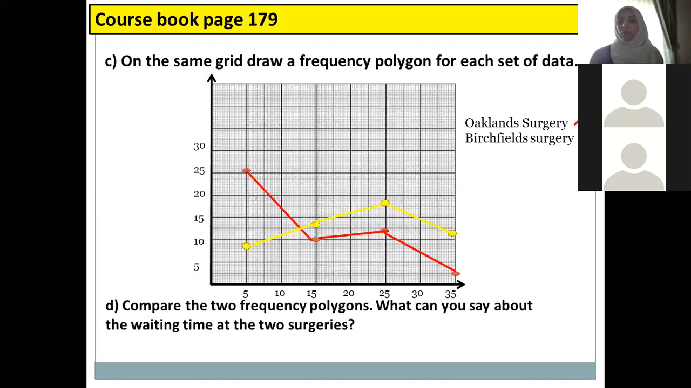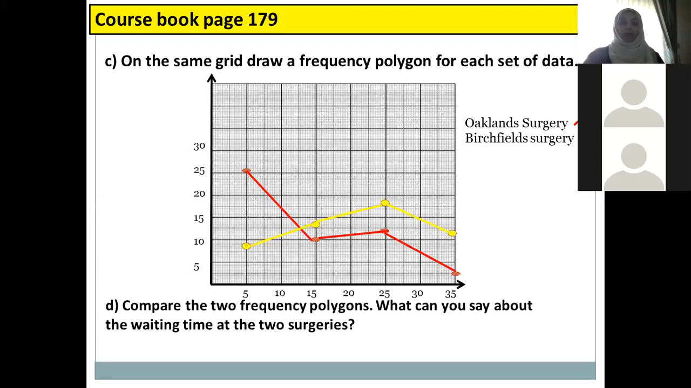Then they will ask you to compare the two frequency polygons. What can you say about the waiting time for each surgery? Who can give me a conclusion? How can you interpret these two frequency polygons and give me a conclusion? Look at the graph in front of you.